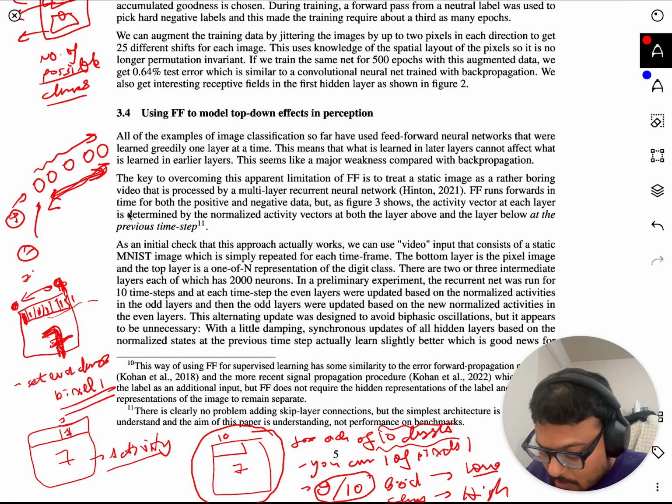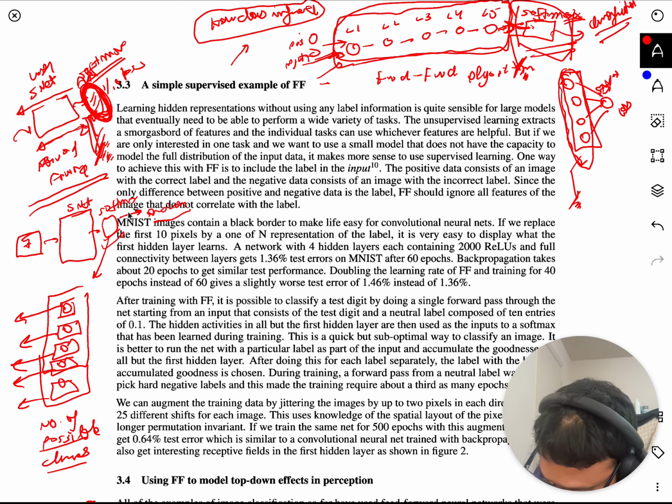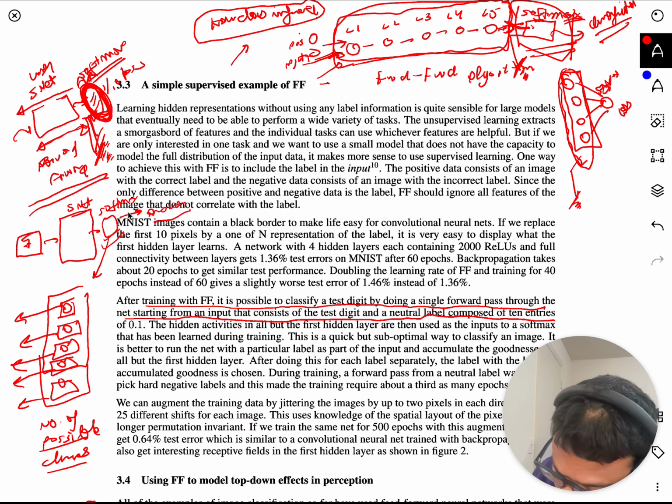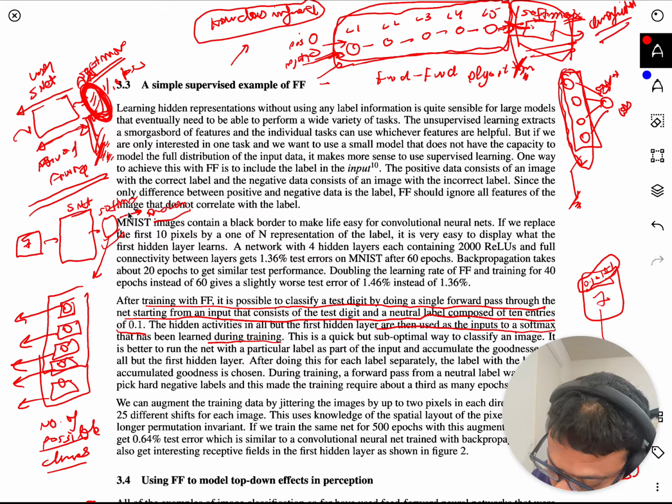Okay, so that is how it works, and let me explain it here, where he says: after training with forward, it is possible to classify a test sample by doing a single forward pass through the net, starting from an input that consists of the test digit and a neutral label consisting of 10 entries of 0.1. So what he's saying is that you can have a 7, set all the possible classes to 0.1, and then your network will output some features which you can feed into a softmax unit to classify. This is what a standard softmax trained on top of a forward net works like.